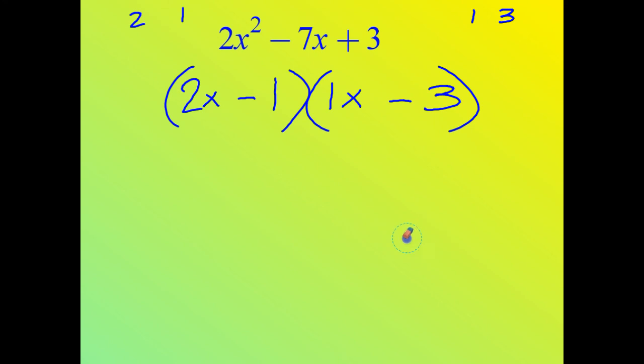Now let's go back here and pretend we put it in the wrong place. Let's say we looked at this and said, oh yeah, 2 times 3 is 6, and then my remainder is 1 times 1, so that's going to be 1. So we'll do 2 minus 3 and then 1 minus 1. It's a common mistake.